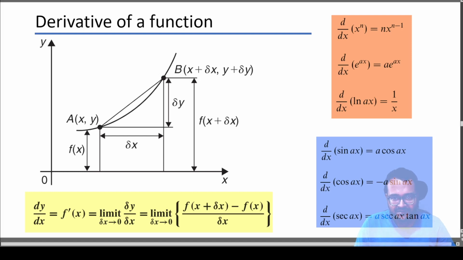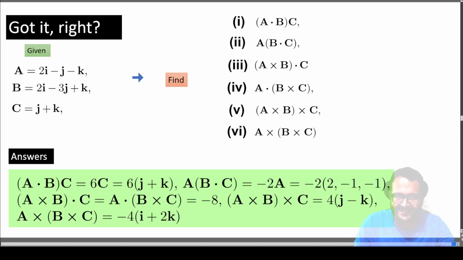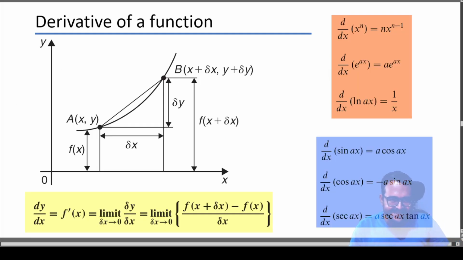Okay. Now, derivative. We finish all this. Make a pause here. Then we'll tell you what a derivative is. The derivative is the rate of change of a function.